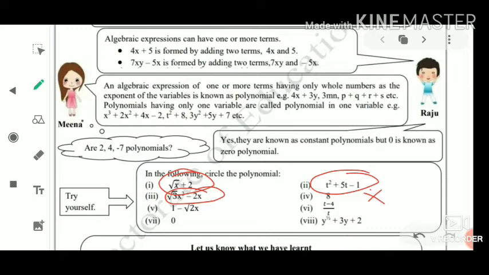When we have an algebraic expression of one or more terms having only whole number powers, it is called a polynomial. So here number 8 is the constant polynomial. I hope you all understood what a polynomial is and what a constant polynomial is. So that was worksheet number 1. Let us look at worksheet number 2.